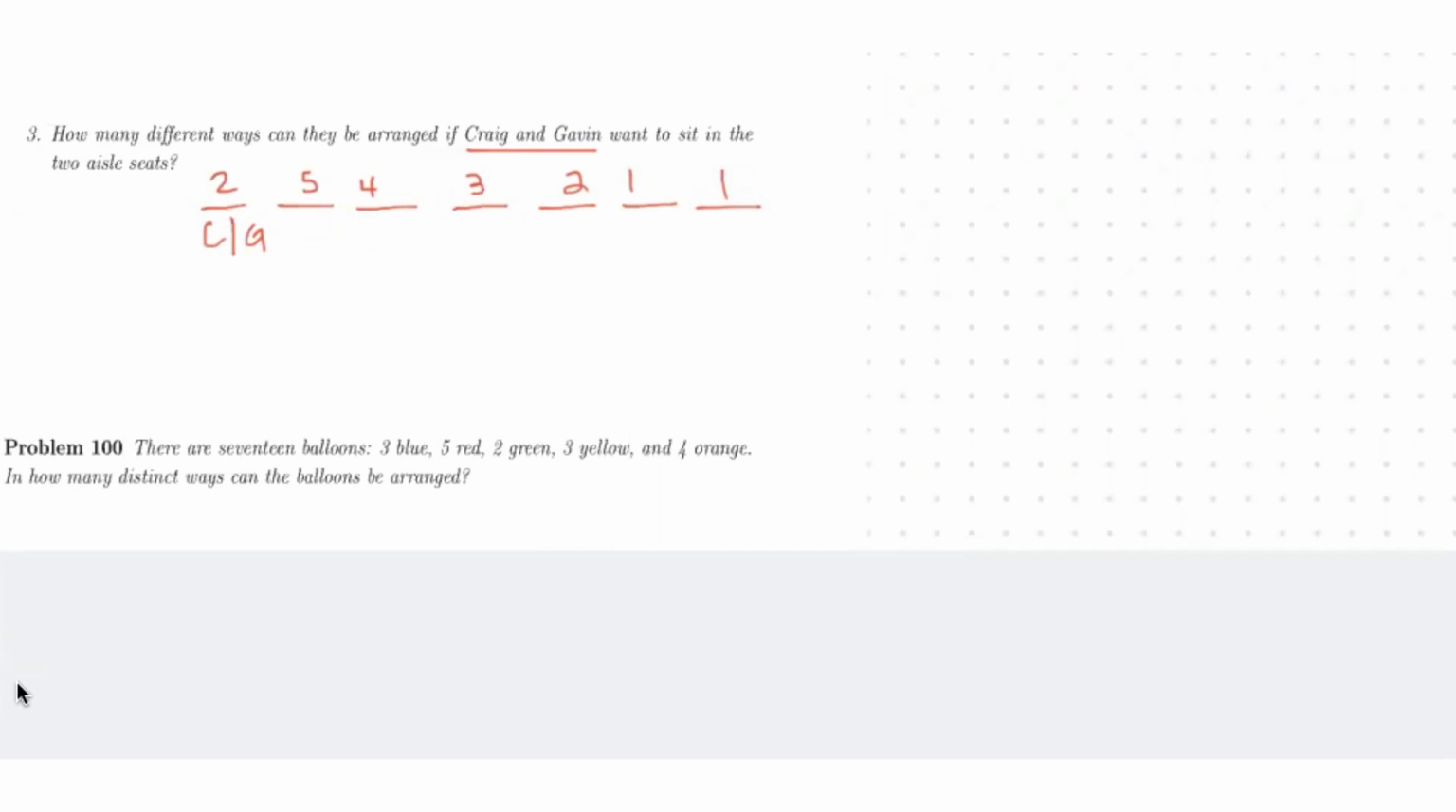What do we do with these numbers? We multiply, and you get the number. Anyone? 240.